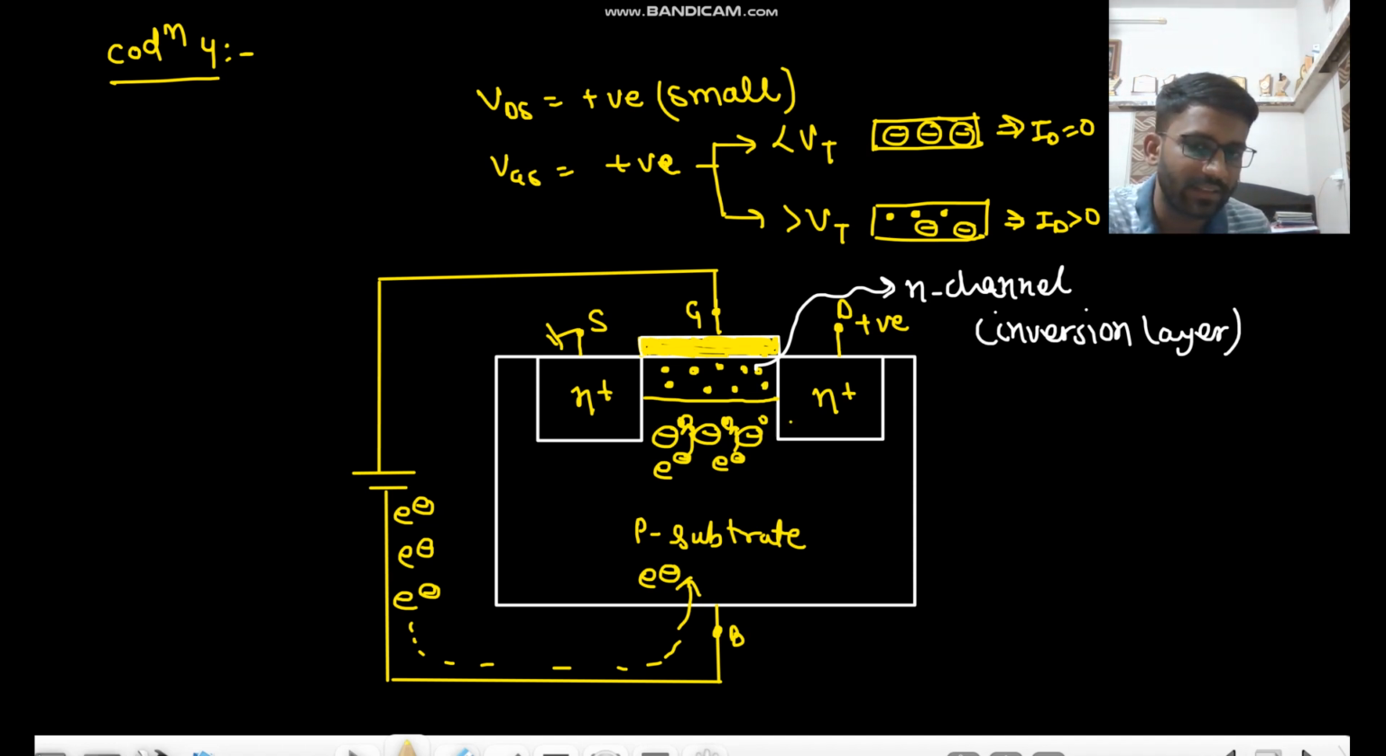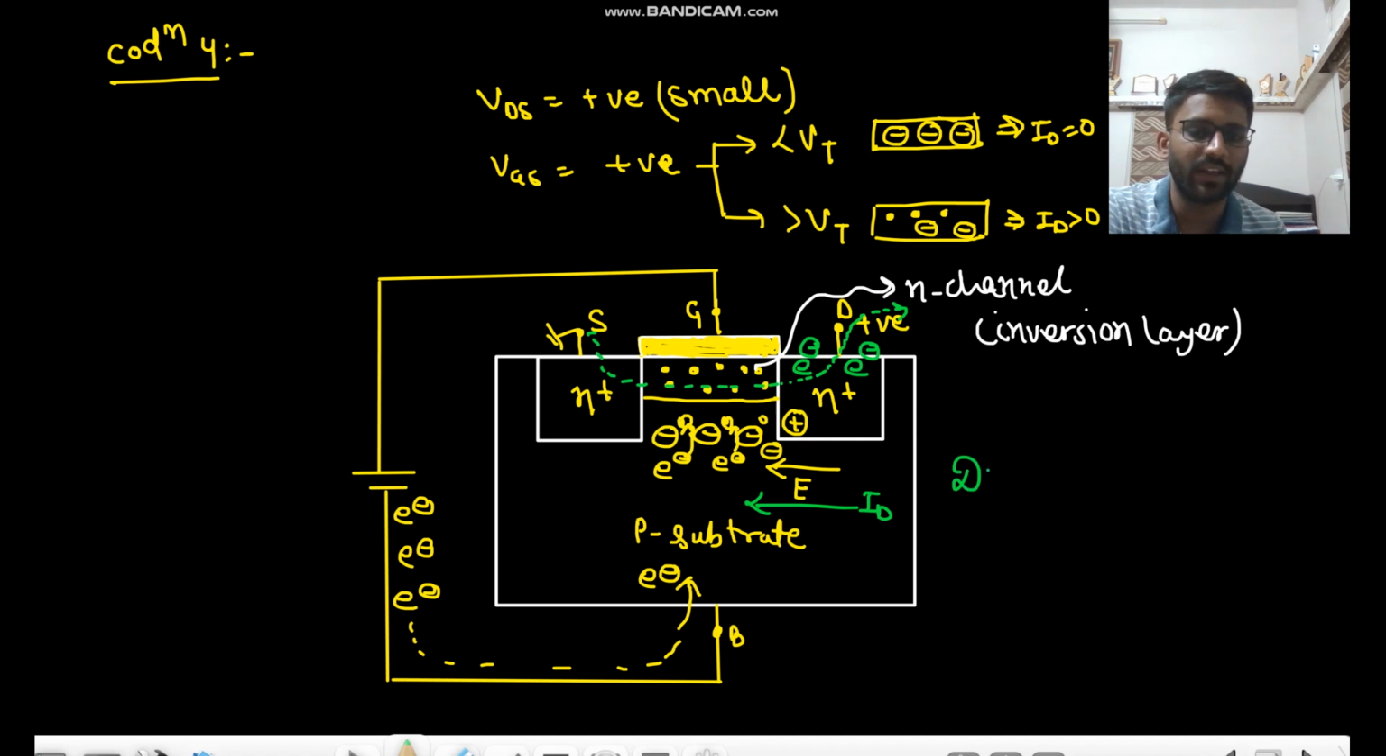If VDS is there, so this is positive and this is negative, so we have an electric field in this direction. In which direction will electrons feel the force? Opposite to the electric field direction. So what will be the trajectory for the electrons to flow? They will come like this, go like this. So the flow of electrons is in this direction, so the current will be in the opposite direction.